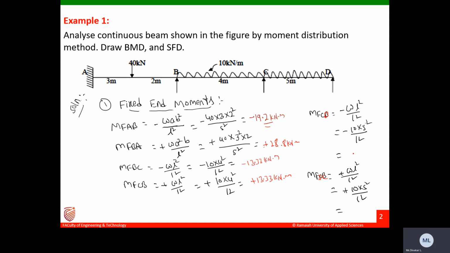MF of CD is minus WL square by 12. So we will get minus 20.83. Similarly, MF of DC will be plus 20.83 kilonewton meters. So this is the value you will get.